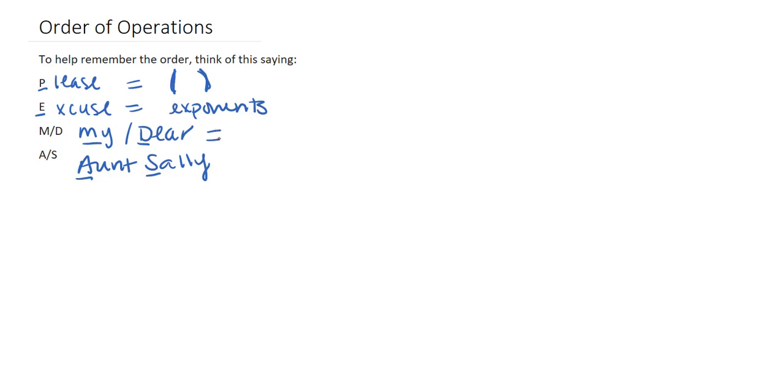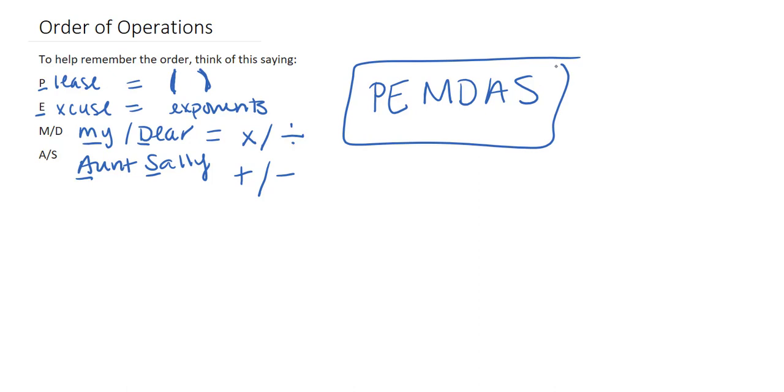Then the next thing we look at would be to multiply or divide. That's why M and D stand for multiply and divide. And then lastly, Aunt Sally, AS, stands for addition and subtraction. Also, some people just remember PEMDAS, right? So parentheses, exponents, multiply, divide, add, subtract. So this is one, this is the next step, and then the last step.